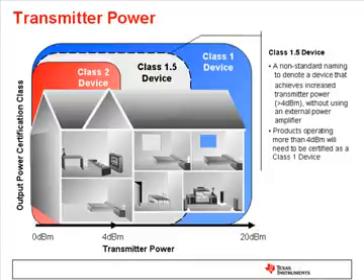There's another class that is a non-standard naming convention called Class 1.5, and this is what we denote the TI device as. This means that you can achieve increased range without using an external power amplifier. So with TI devices, you'll find them to be around 9 or 10 dBm, so much higher than a Class 2 device. This device would then need to be certified as a Class 1 device.